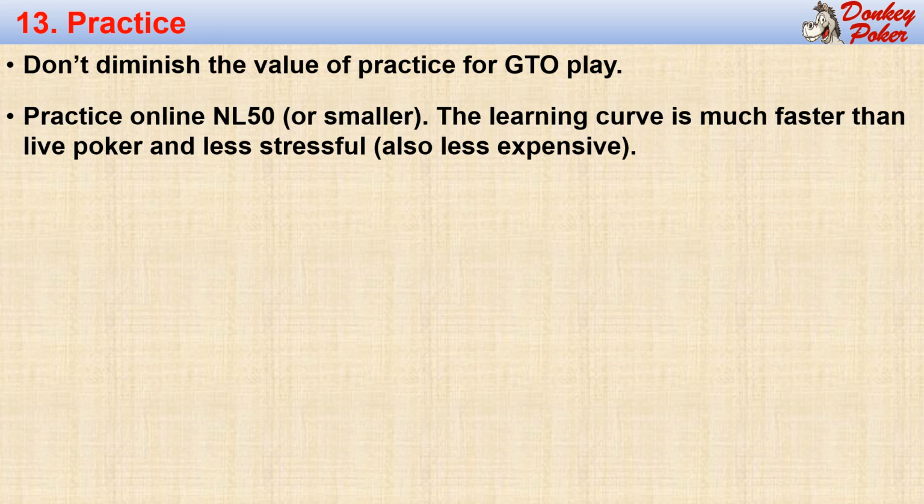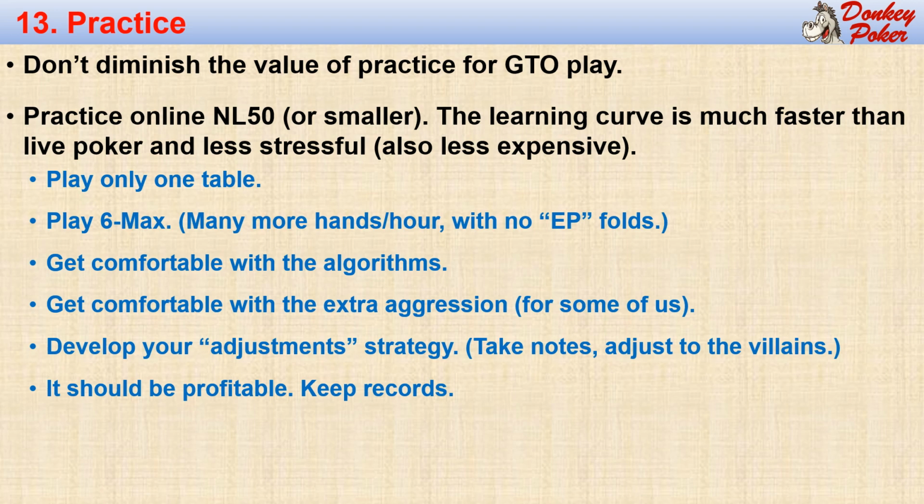you play low limits. While practicing, I strongly suggest you only play on one table. You need to be able to focus on your action and think about what the Holy Grail algorithm recommends, and then possibly adjust your decision based on the poker landscape. I recommend playing 6 max rather than 9 max so that you can play more hands per hour. Eventually, you will have memorized the algorithms, and hopefully you will get comfortable with the more aggressive playing style. Finally, keeping records is important if you want to improve and move up in stakes.